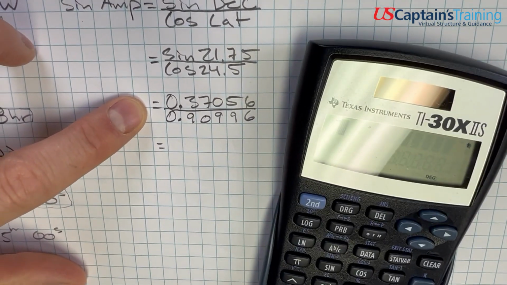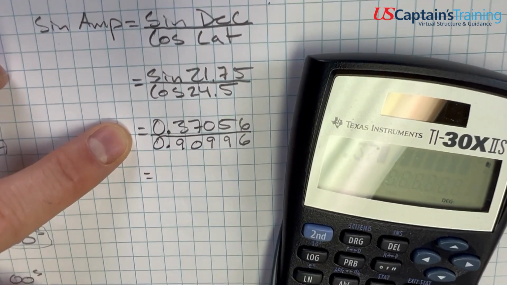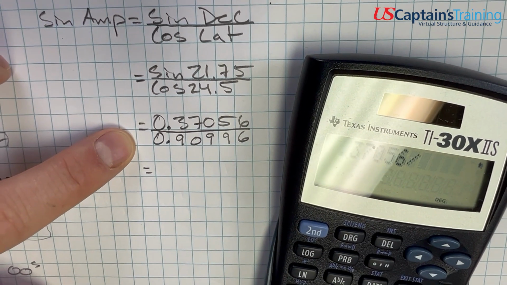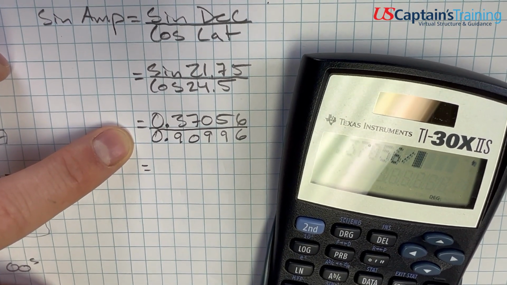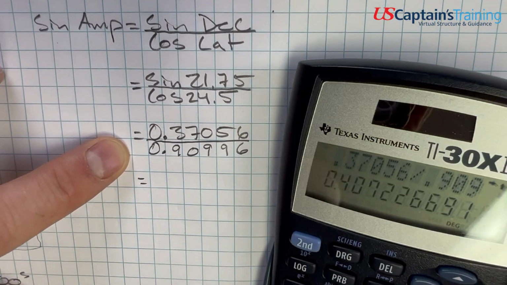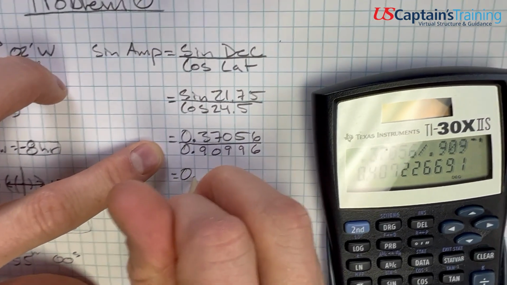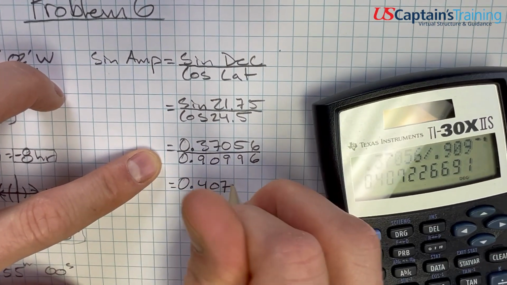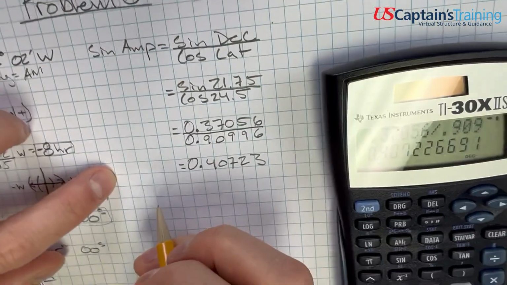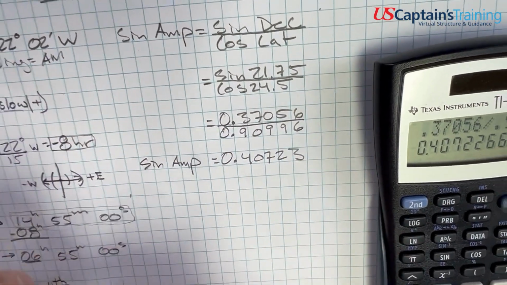So now we do the division. 0.37056 divided by 0.90996 equals 0.40723. Now this is the sine of the amplitude.